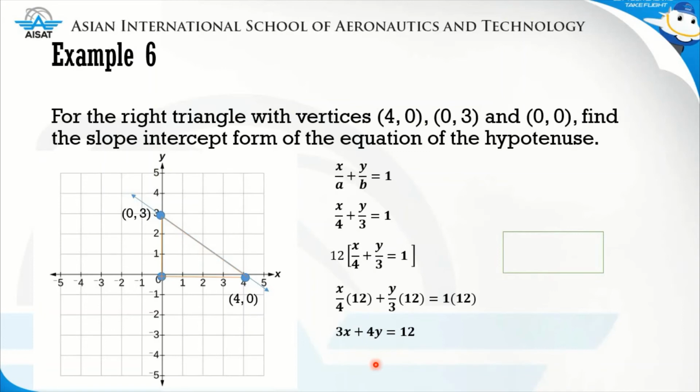Now, since we are asked to express this in slope-intercept form, we have to isolate 4y on the left side. So we'll have 4y is equal to negative 3x plus 12. Now, dividing each of these by 4, we'll have 4y over 4 is equal to negative 3x over 4 plus 12 over 4. And simplifying that, we'll have y is equal to negative 3x over 4 plus 3. And this is the slope-intercept form of the equation of the line that represents the hypotenuse of our right triangle.